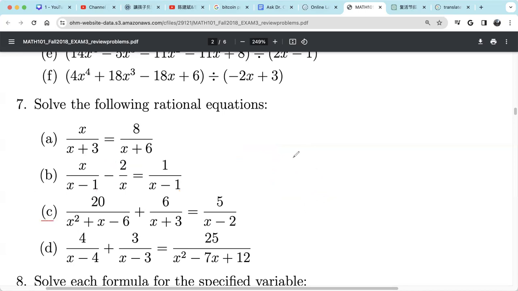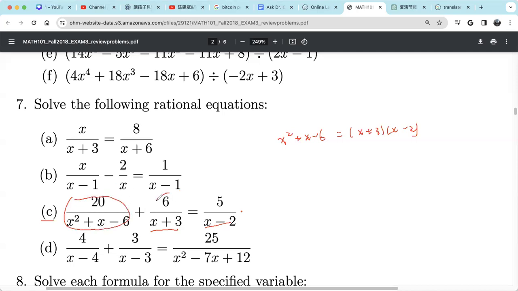So we have 3 denominators. x squared plus x minus 6 can be factored as x plus 3 and x minus 2, right? So basically these two multiply to be the common denominator. In class, I taught you to use the method of multiplying every term by the common denominator.